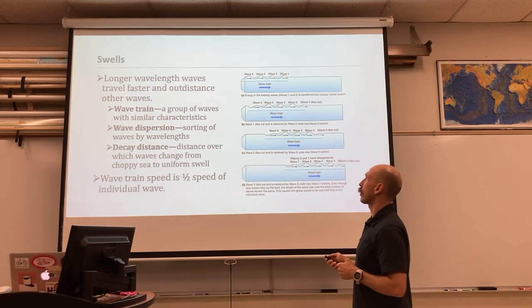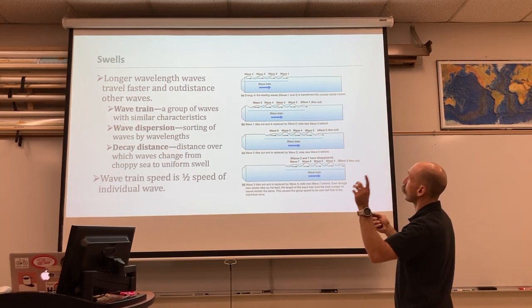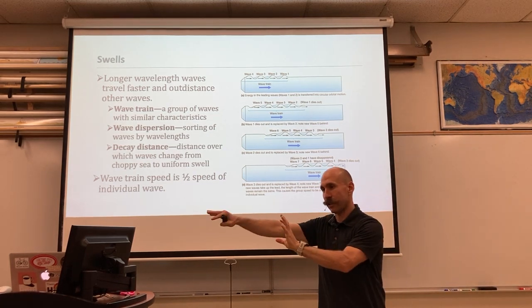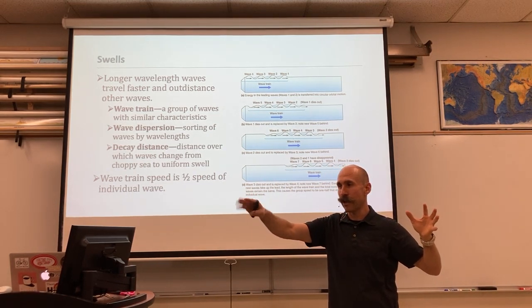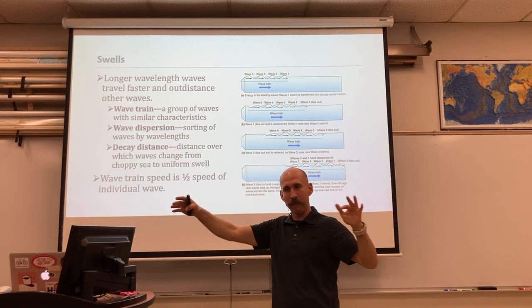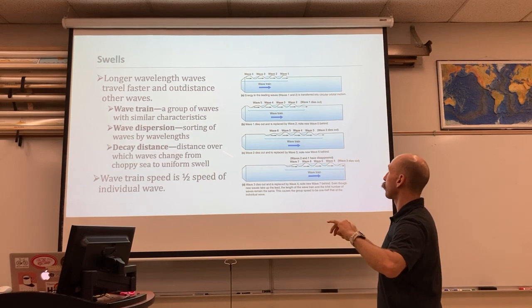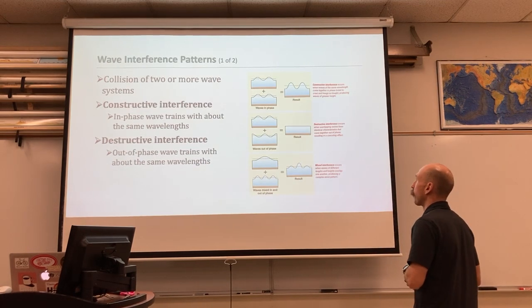Waves like to travel in trains, or I should say, these swells. Waves from fully developed seas travel long distances in these wave trains, and the front dies out and new ones create in the back, and the overall wave train travels about half as fast as you would expect a single wave to travel.